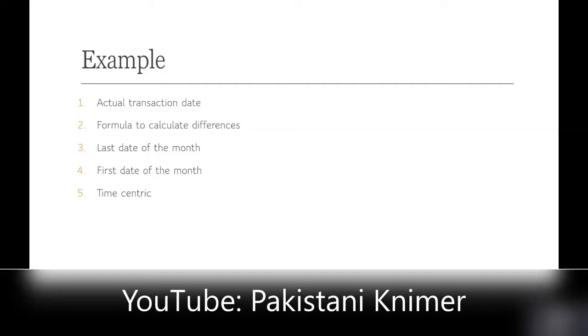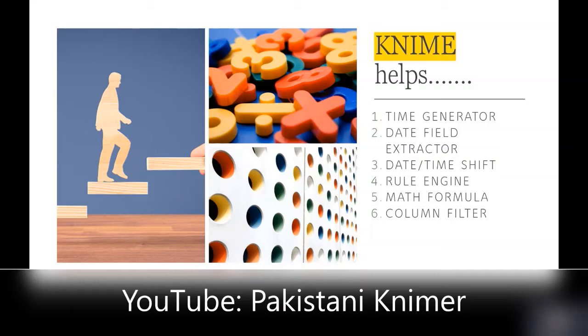Okay, so without further ado, let's help our friend. As mentioned in my first slide, today we will be discussing six nodes: time generator, date field extractor, time shift, rule engine, math formula, and column filter. So what are these nodes? Let's explore.